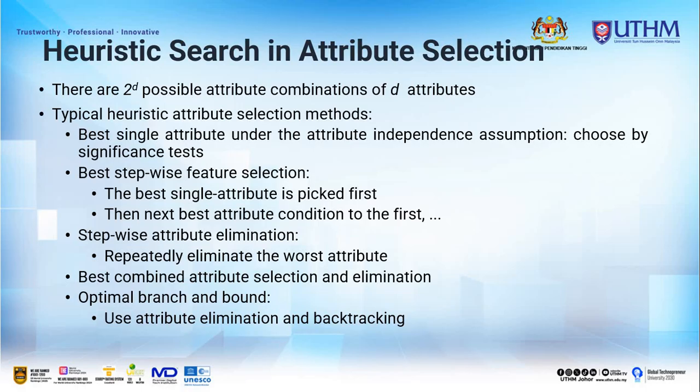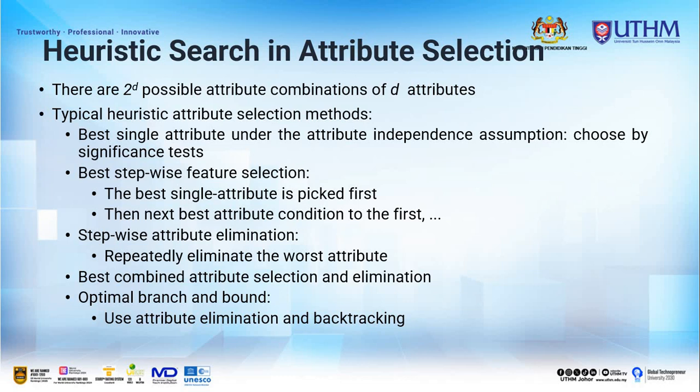Next, previously we saw best stepwise selection, now stepwise attribute elimination. It begins with all the attributes and repeatedly removes the least important, which means not significant, attribute based on some criteria, for example, impact on the model performance.